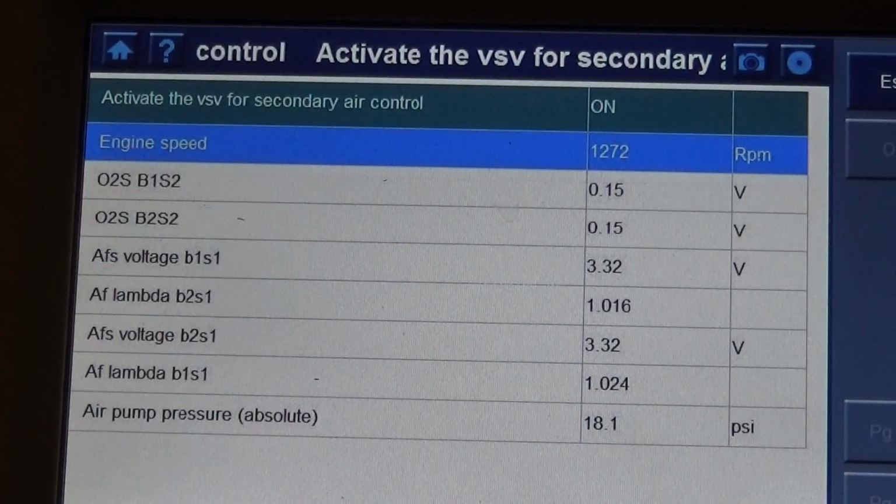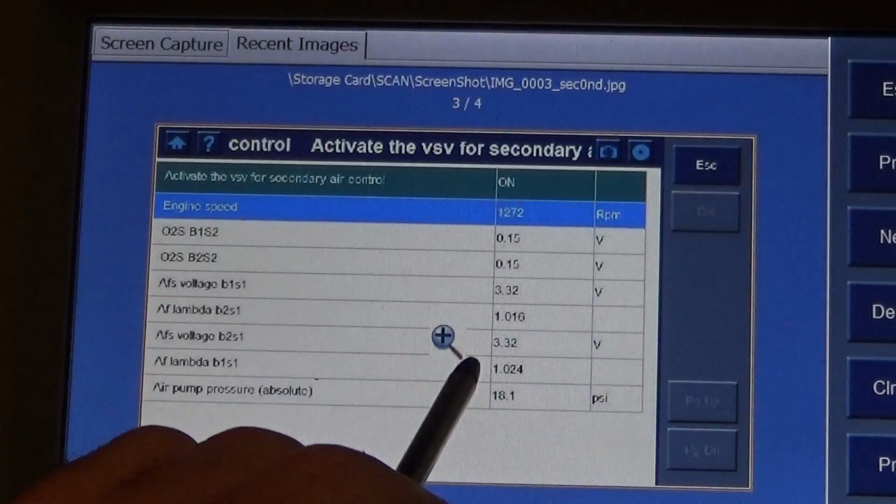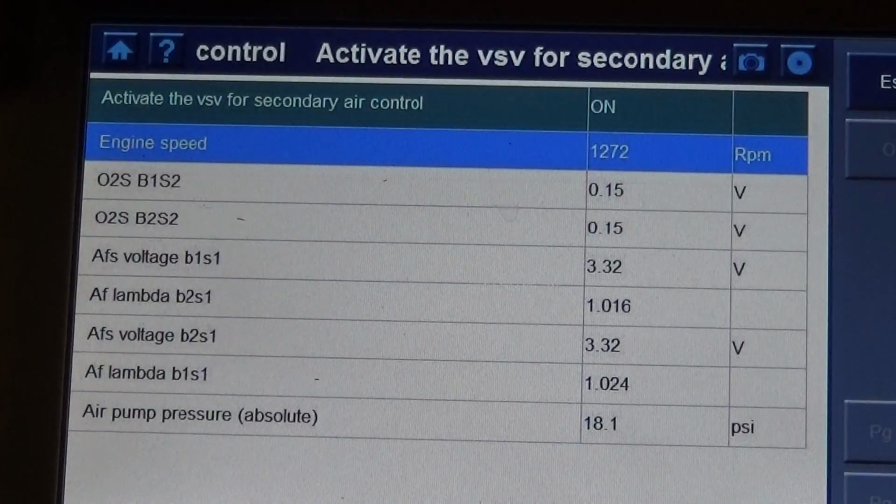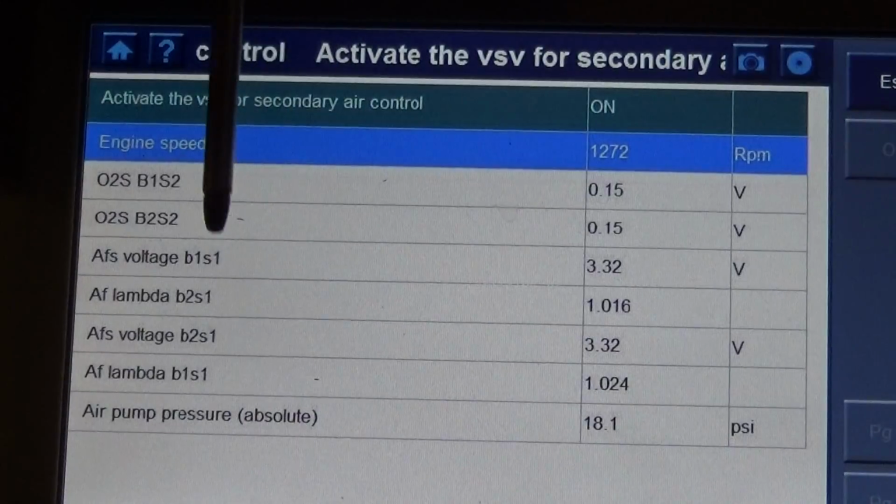So the first red flag for you guys is air pressure, 18 psi. The system is completely shut, the pump is pushing, and the air pressure is rising because it has nowhere to go.